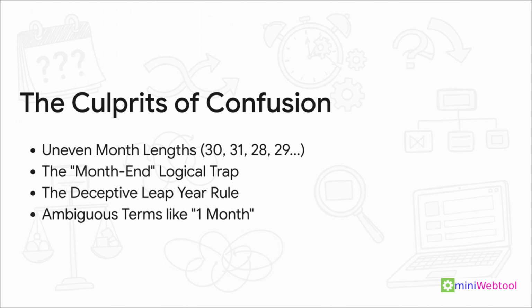The most obvious one is that our months have all these different lengths. That one simple fact creates what I call the month-end trap. And it makes a simple term like 1 month dangerously vague. And then there's the big one, the leap year rule, which it turns out is way more complicated than what they taught us in school.